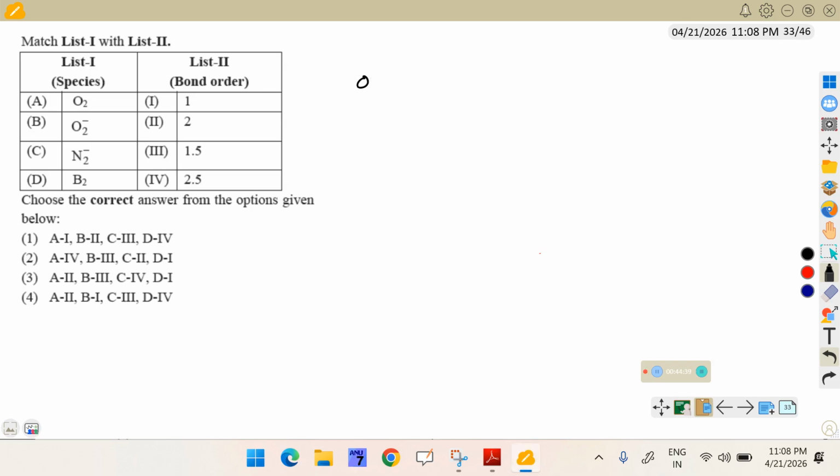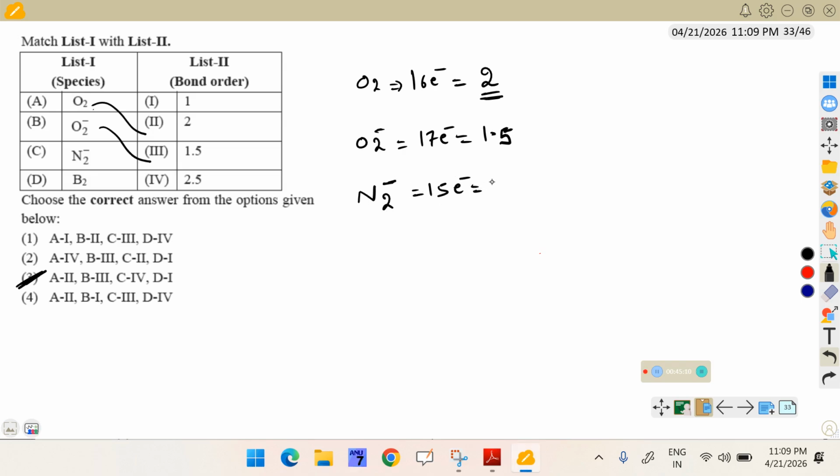O2 total 16 electrons. Bond order value is equal to 2. O2 minus 17 electrons. Bond order value is 1.5. Third option correct. N2 minus 15 electrons. Bond order value 2.5. B2 10 electrons. Bond order value 1.0.